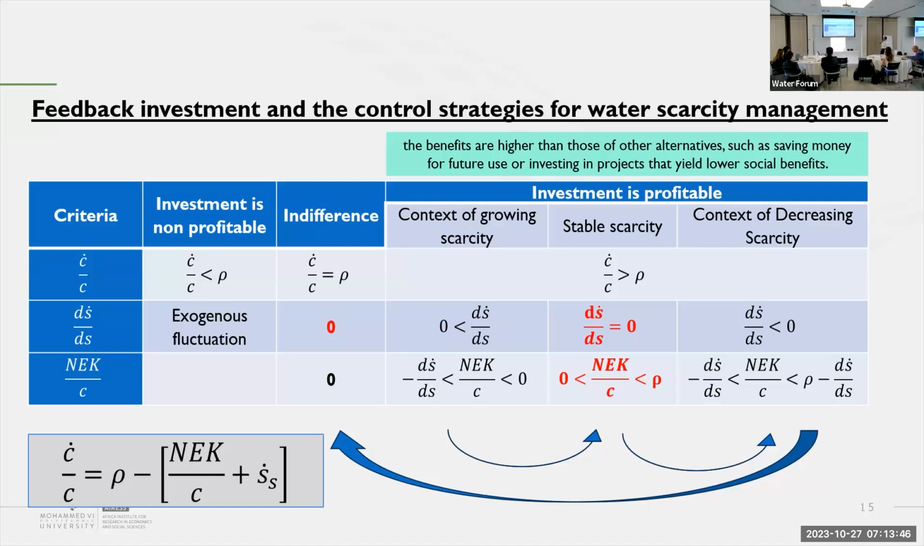So it's possible to be in three kinds of situations. The first situation is a context when we invest in a context with growing scarcity.